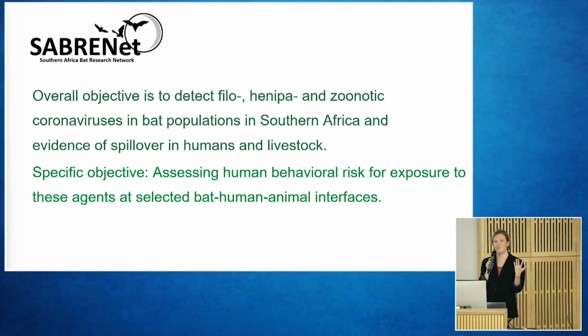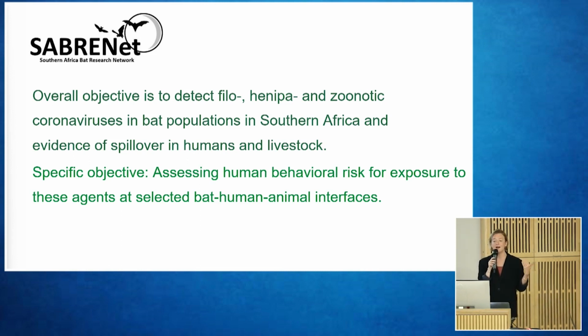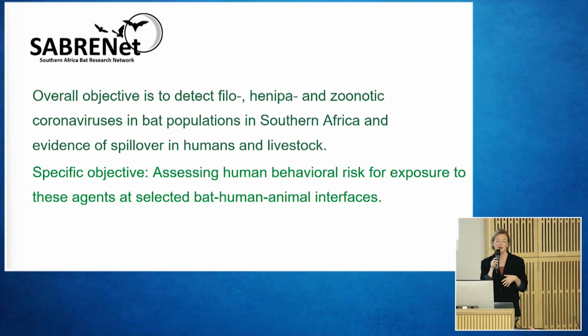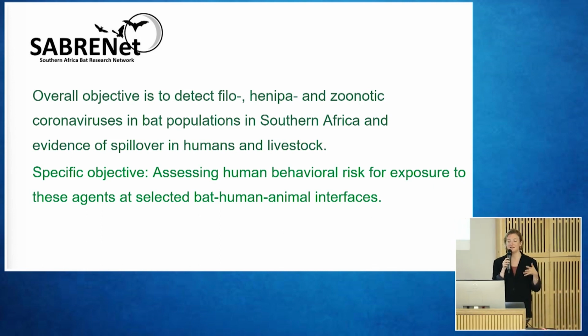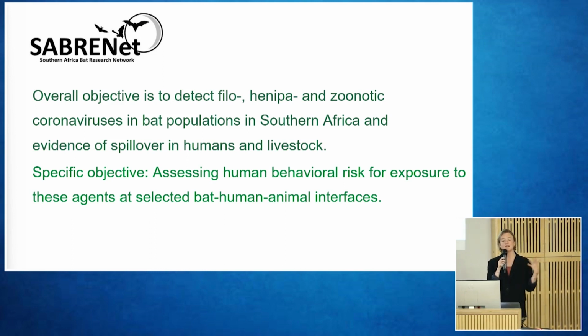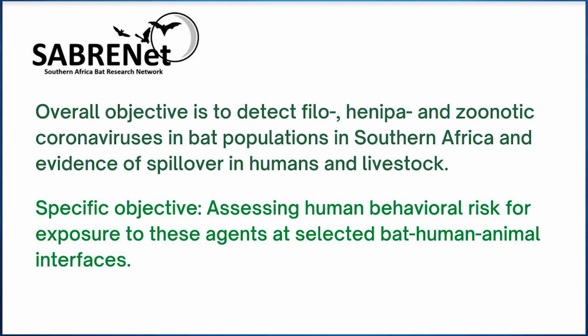In this particular context of SaberNet, the overall objective is to detect phylo-, henipa-, and zoonotic coronaviruses in bat populations in southern Africa, and evidence of spillover in humans and livestock. But that specific objective for the behavioral risk characterization is assessing human behavioral risk for exposure to these agents at select bat-human-animal interfaces. So that's really our North Star. That's where all of these in-depth investigations will start.